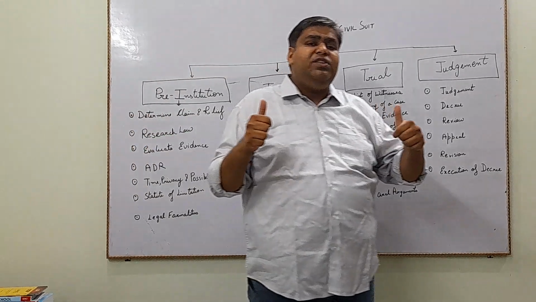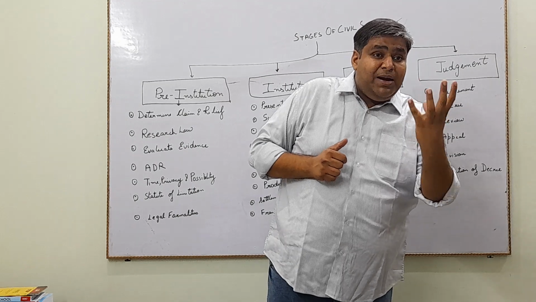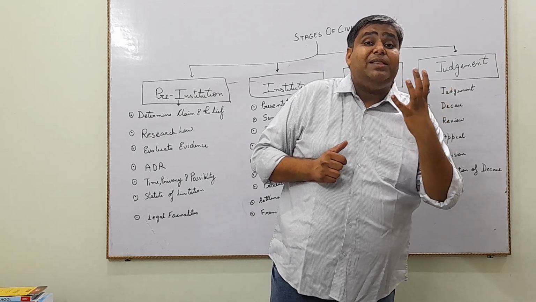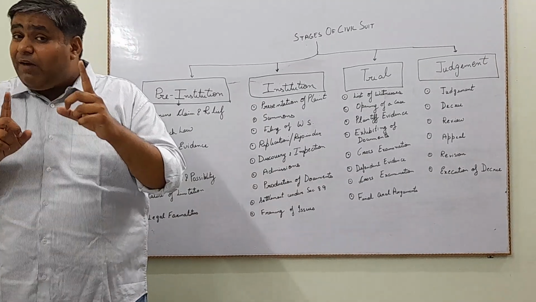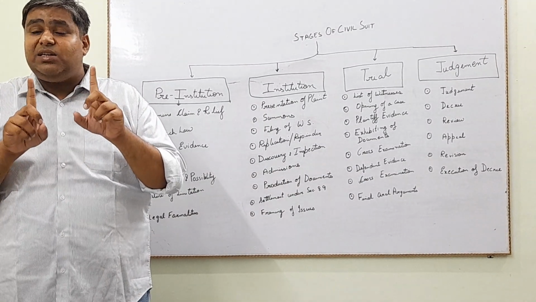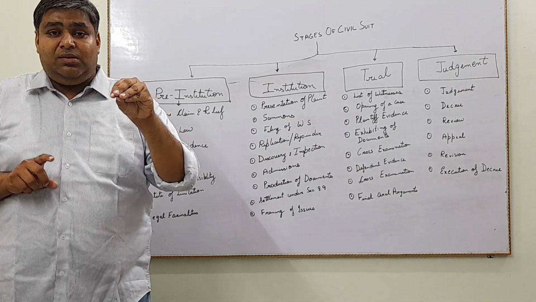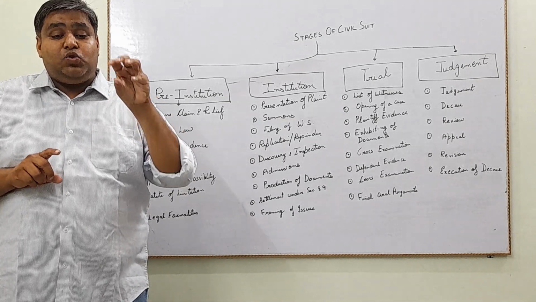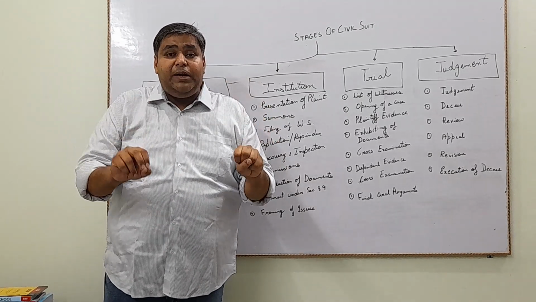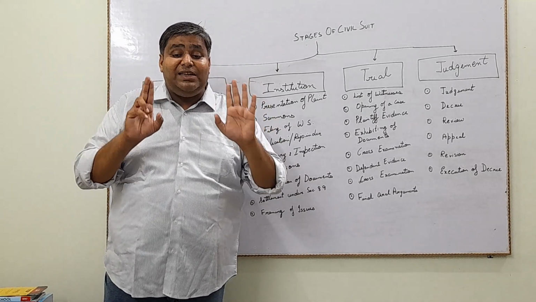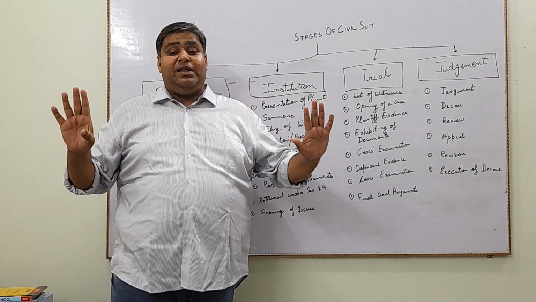Now what is the unique feature? The body of the code can be amended only by the legislatures. Here I have not specified either the union legislature or the state legislature, because this is in the concurrent list. So the body of the code, being the substantive part, can be amended only by the respective legislature, and it is fundamental and cannot be amended by anyone else.